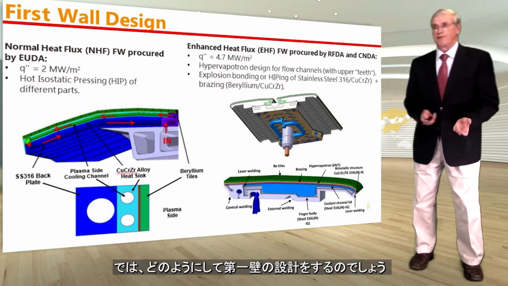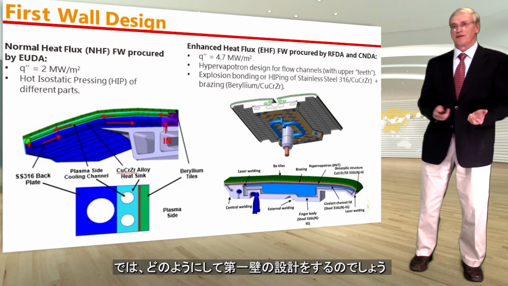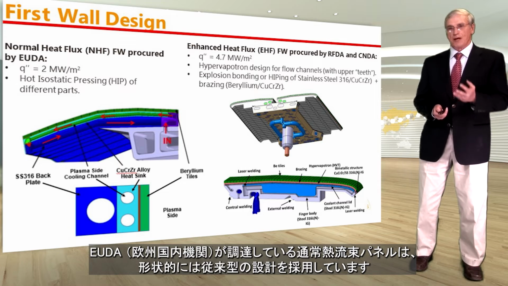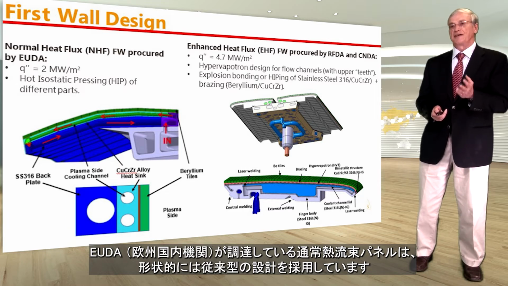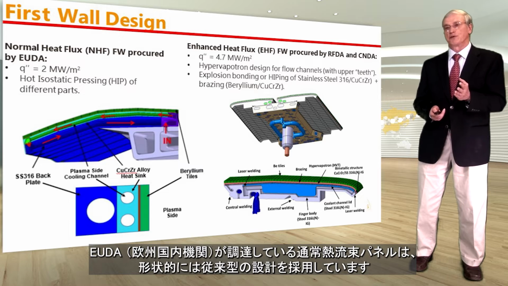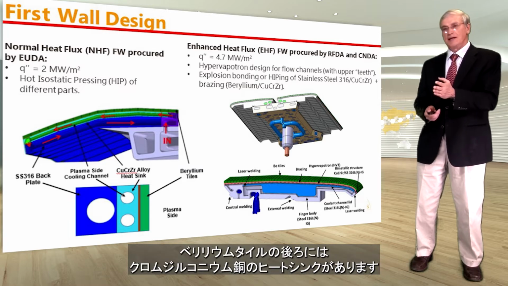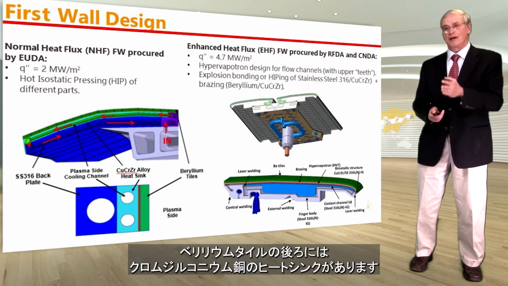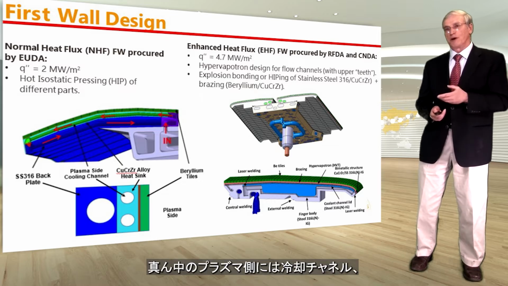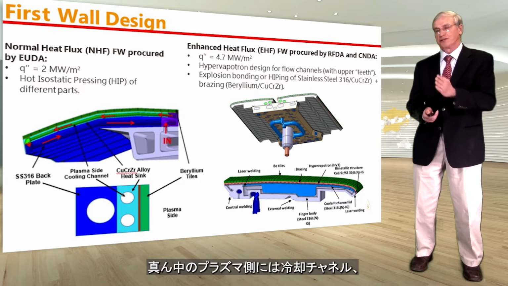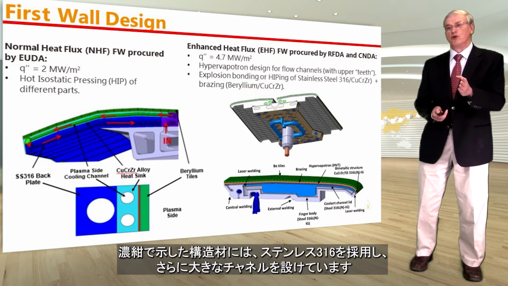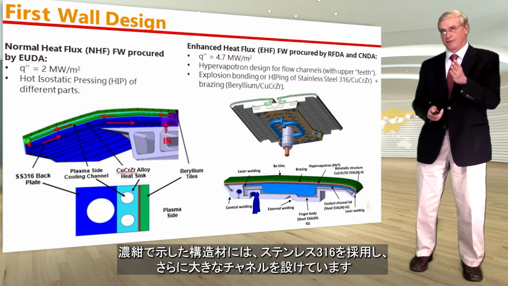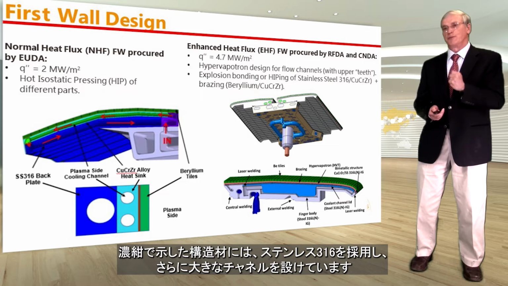So how do we design the first wall? The normal heat flux first wall, which is being procured by the EU DA, uses a fairly conventional design, at least in terms of configuration, where you have beryllium tiles, and then just behind it you have a copper-chromium-zirconium alloy as a heat sink, in the middle of which you have cooling channels on the plasma side. At the back, in dark blue, you have the structural material, the stainless steel 316, with also a bigger channel there.